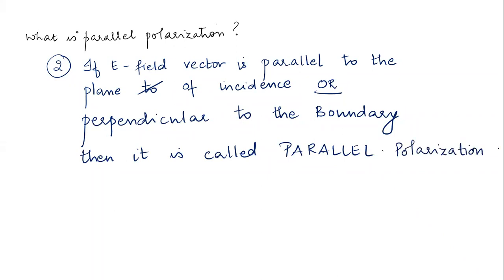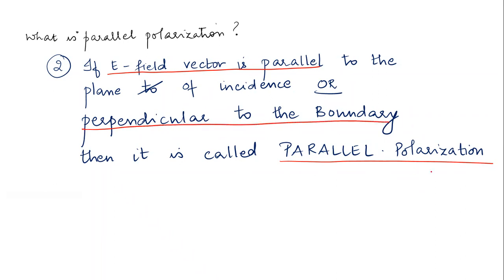Okay, so what are we saying? We are saying that the electric field vector has to be parallel to the plane of incidence. So wherever the plane of incidence is, if the electric field vector is parallel to it, then we call it as parallel polarization. Or if the electric field vector is perpendicular to the boundary, then we call it as parallel polarization. So this statement has to be written. Now we are starting the derivation now. So I hope you are all ready. You have your notebooks. It's going to the third point. And that's where the derivation begins.